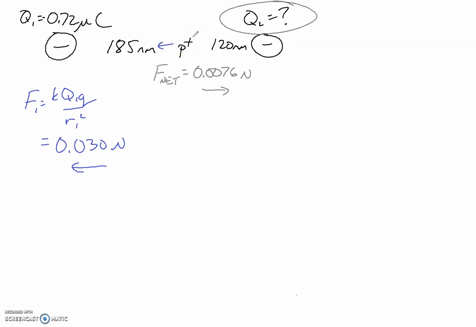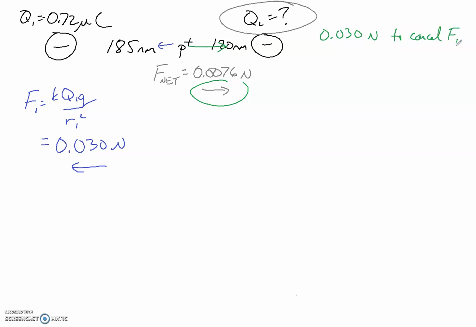Okay, so now I can figure out the force from Q number 2. Now, first of all, Q number 2 is actually winning because the net force is to the right, so I know that Q2 has a larger force than Q1 does. So first things first, it has to balance off force number 1. So first of all, we would need 0.030 newtons in order to just cancel force number 1.